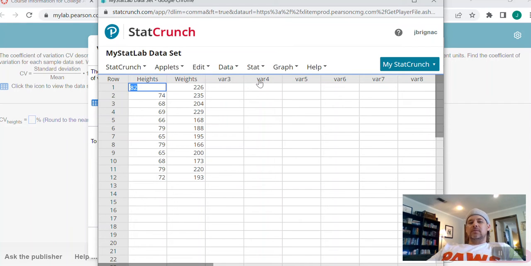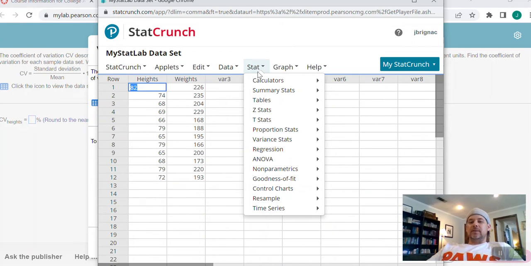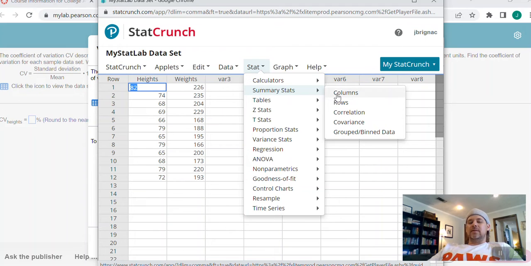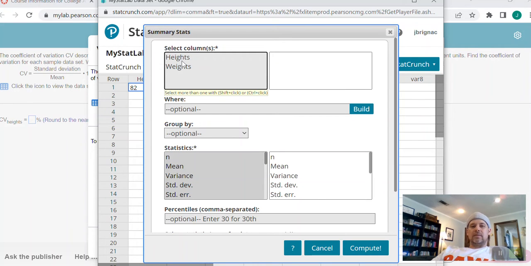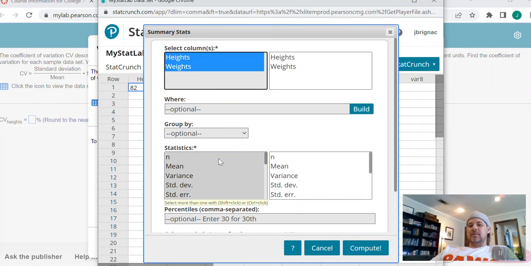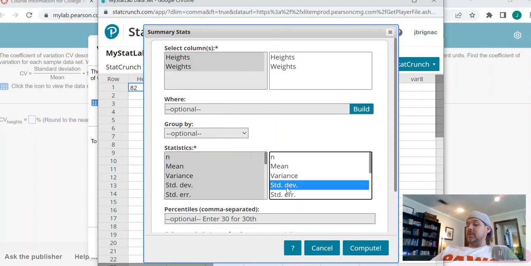Okay, so we need to calculate the sample standard deviation. So if I go to stat and do summary stats, and then since the data is organized in columns, one column for heights, one column for weights, do columns, and we'll probably need both of them. So I'm going to select columns, heights, and weights, and I think for that part of the question, we just need the sample standard deviation. There's other things in here that it will do, but let's just find this for now.